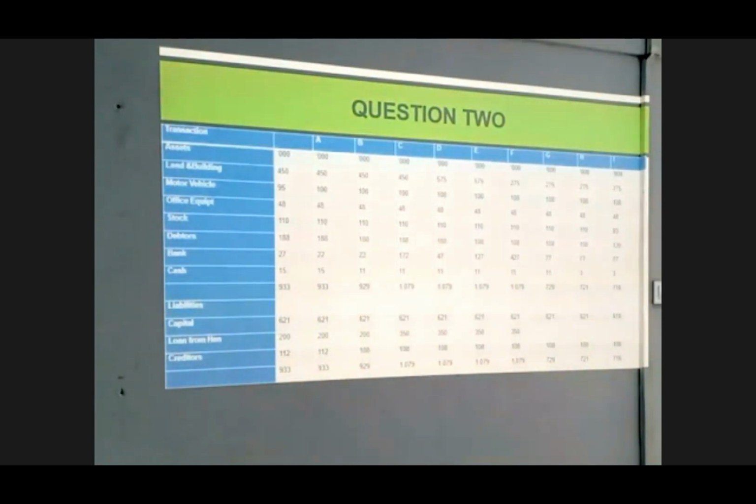All right. Now let's come to column C. Look at it. We are comparing column C with B. Any change with regards to land and building? No. What about motor vehicle? Office equipment. Stock. Debtors. Any change? Yes. What has happened here?